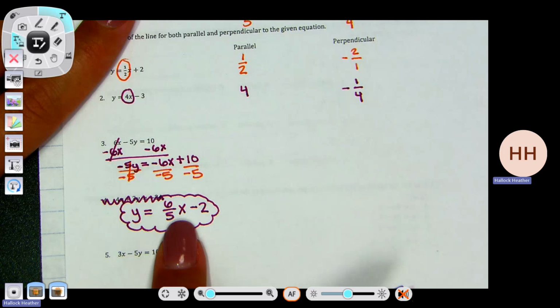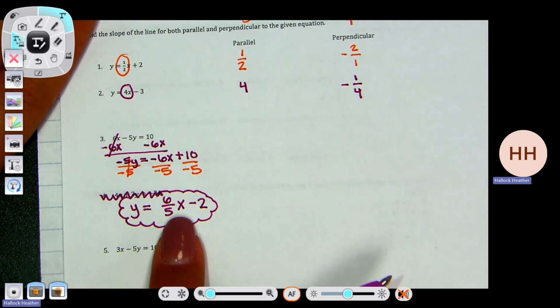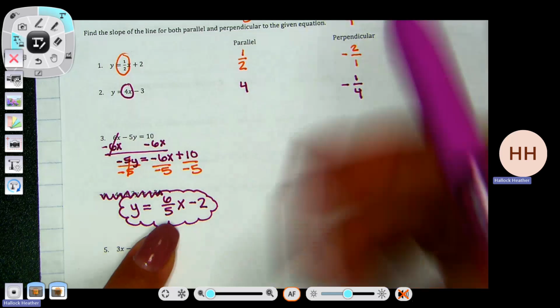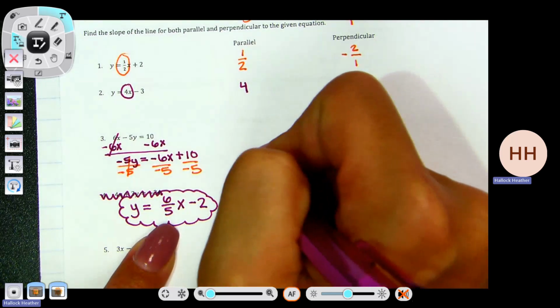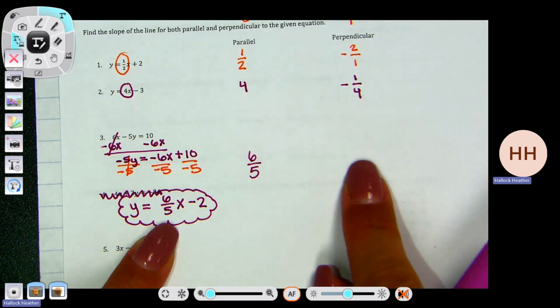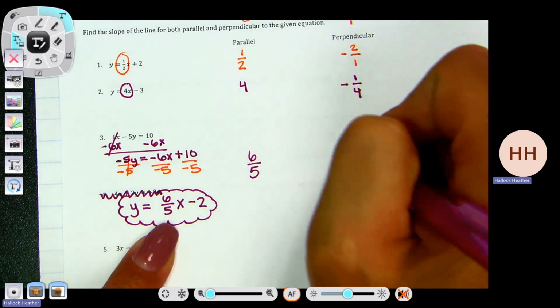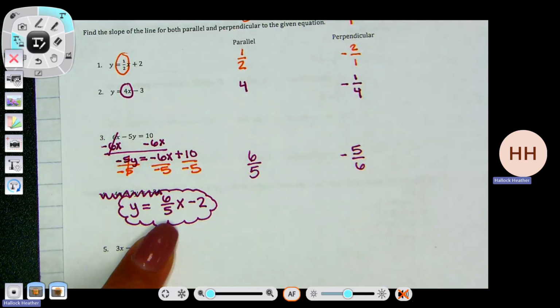So if I wanted the parallel slope, what's my slope? 6/5, because it stays the same. Parallel lines have the same slope. If I wanted the perpendicular slope, -5/6.